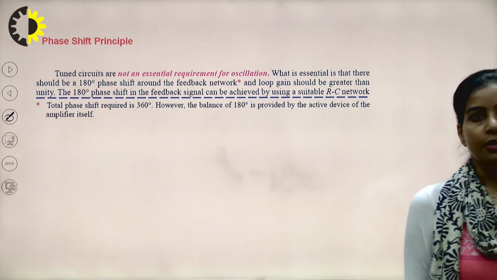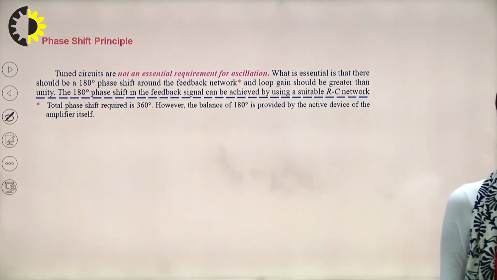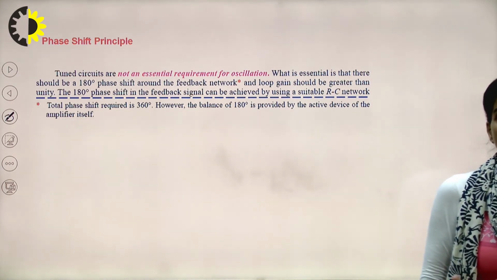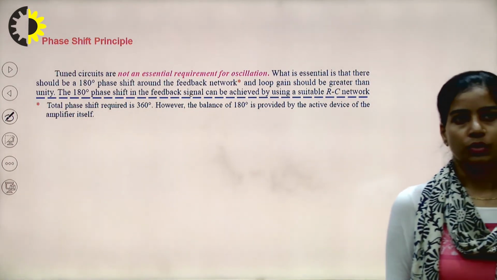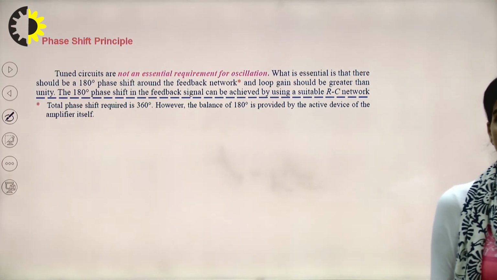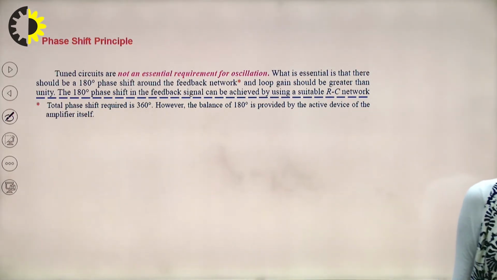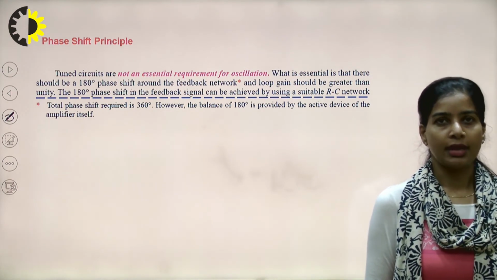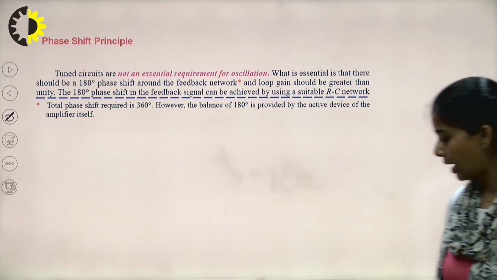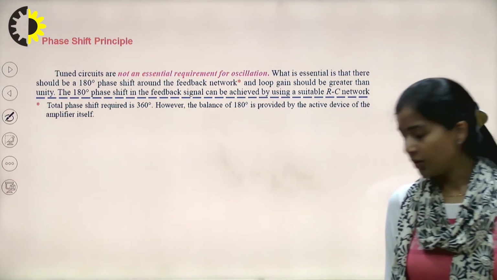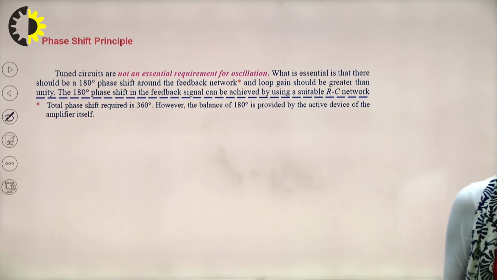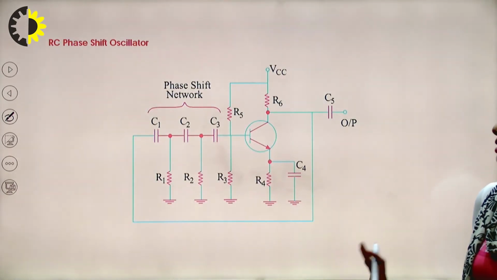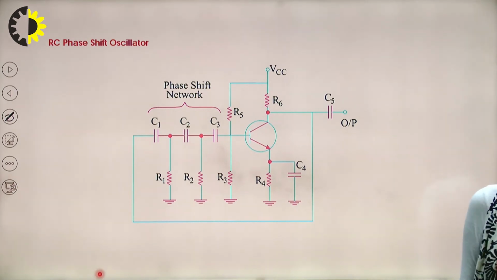The 180-degree phase shift in the feedback signal can be achieved by using a suitable RC network, and the total phase shift required is 360 degrees. So the balance of 180 degrees is provided by the active device of the amplifier. So we have different oscillator circuits that work upon this phase shift principle. The first one is the RC phase shift oscillator.